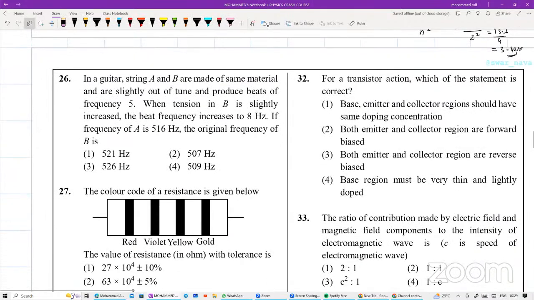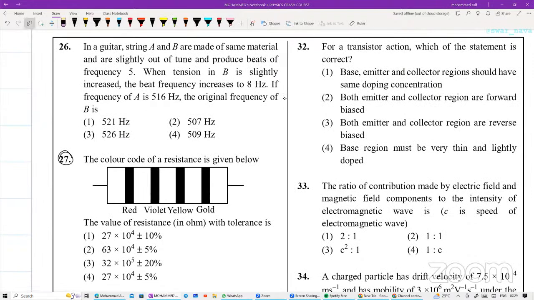Very good. Question number 27, Gary. The color code of the resistance is given below: red, violet, yellow, gold. The value of resistance with the tolerance will be equal to how much? What will it be for red, beta? 2. Violet is 7. Yellow is the 4th element and gold is 5%. So the power will be 4. Isn't it? So it is 27 into 10 to the power of 4, plus or minus 5%.